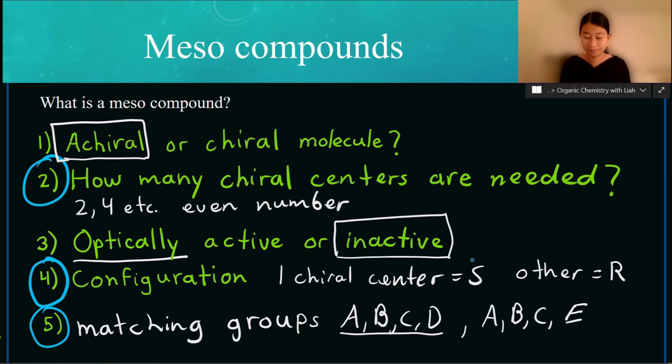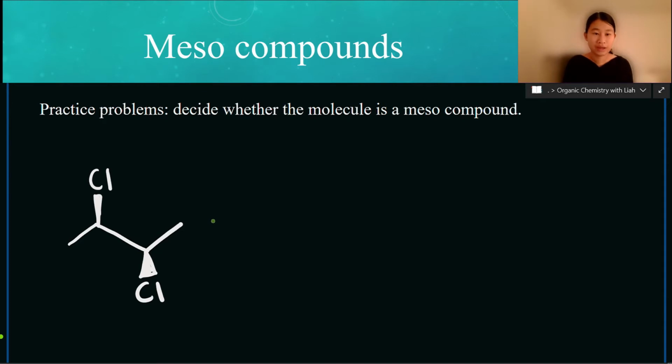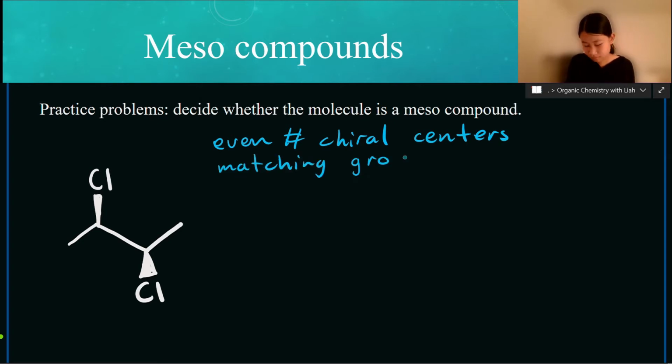Using the characteristics we have outlined before, let us determine whether this is a meso compound. Well, what does a meso compound need? It needs an even number of chiral centers. These chiral centers need to have matching groups. And these chiral centers need to be, one needs to be R and one needs to be S. So 1 R chiral center and 1 S chiral center.